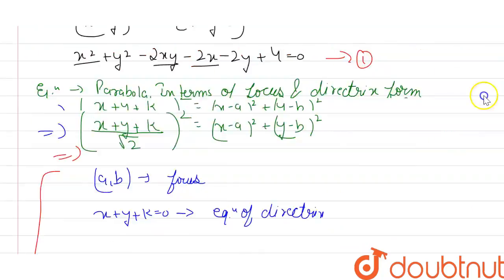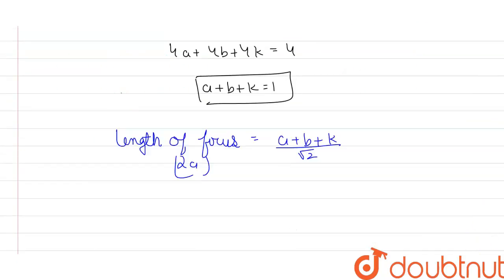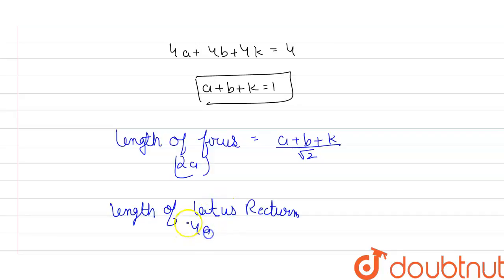Now the question says I have to find the value of the length of latus rectum. The length of latus rectum is always 2 times the focal length, which is 2 into 2a, which will be 4a. So this will become 2 by root 2 with the product of a plus b plus k.